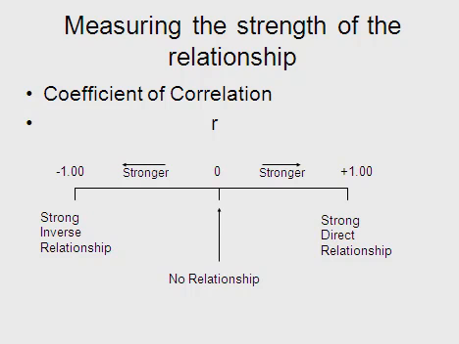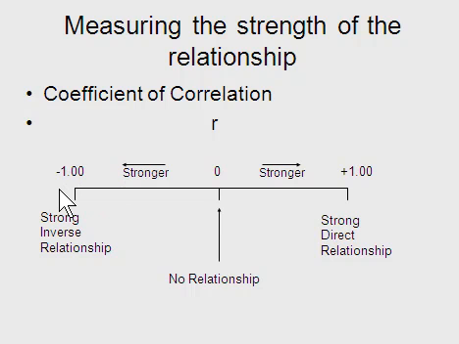To measure this, we use something known as the coefficient of correlation, which is the letter R. Now, this coefficient of correlation goes from -1 all the way to +1. Now, it gets stronger as you go away from 0.